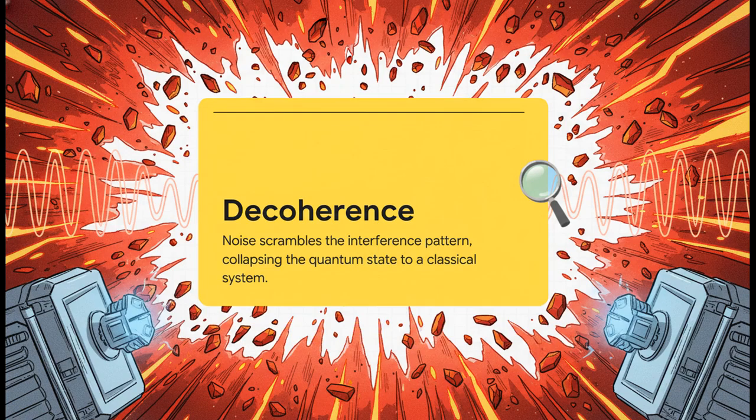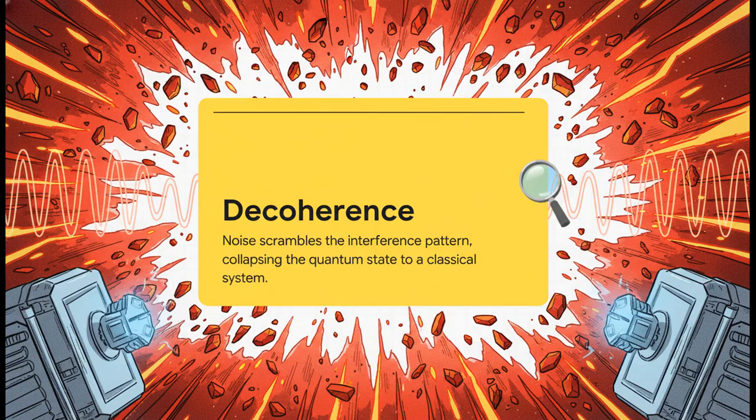Well, the real world is incredibly noisy. Heat, electromagnetic radiation, even stray cosmic rays, they all act like random rocks being violently thrown into our pond. They disturb the waves and scramble that delicate interference pattern before the calculation is even finished. And when that happens, it causes the quantum state to just collapse back into a normal, classical, probabilistic system.